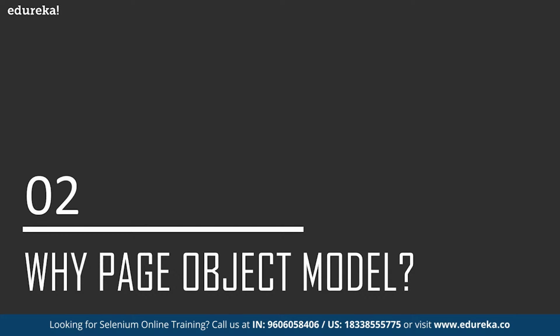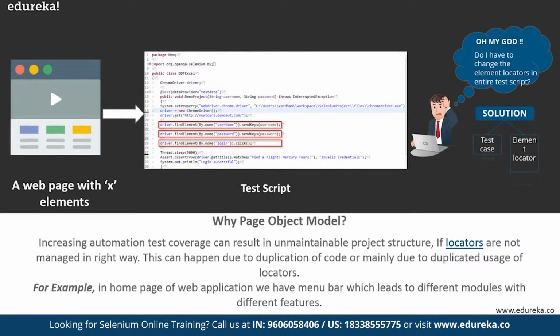Increasing automation test coverage can result in unmaintainable project structure if locators are not managed in the right way. And this can happen due to the duplication of code or mainly due to duplicated usage of locators. The chief problem with script maintenance is that if 10 different scripts are using the same page element, with any change in that element, you need to change all the 10 scripts. And this is time consuming and error prone, right?